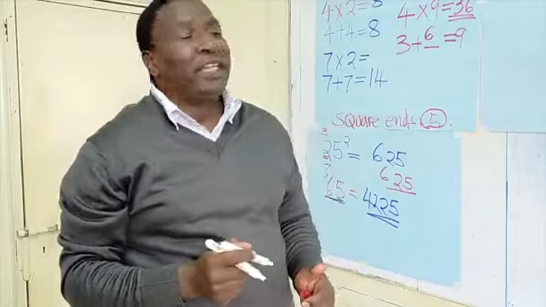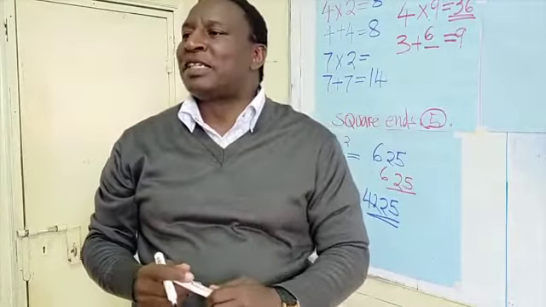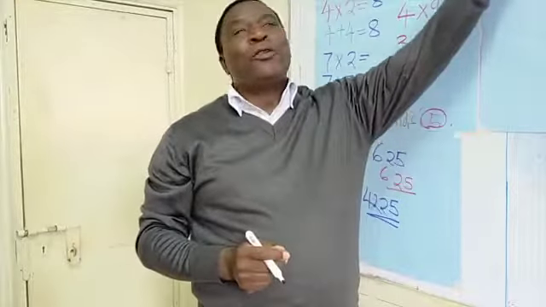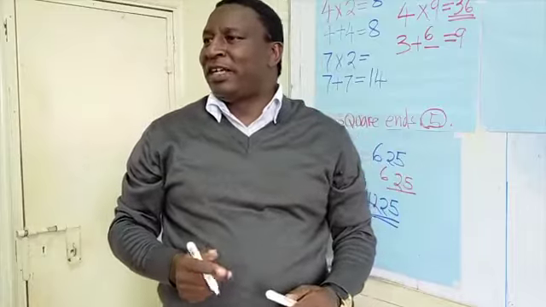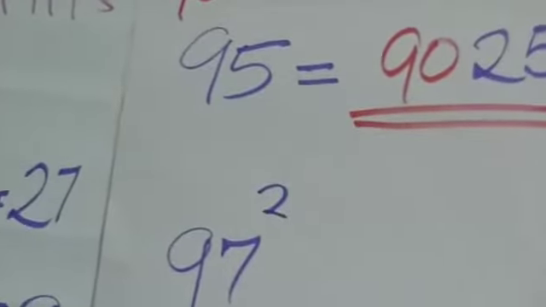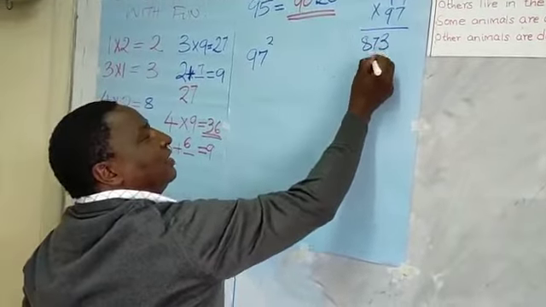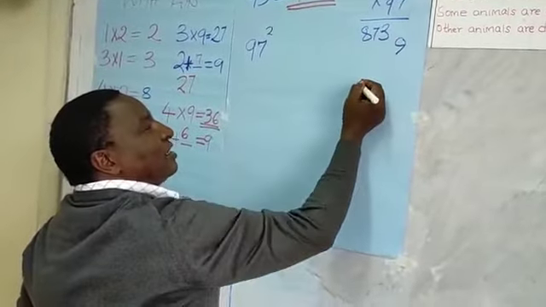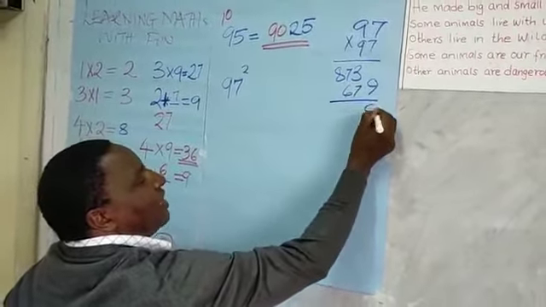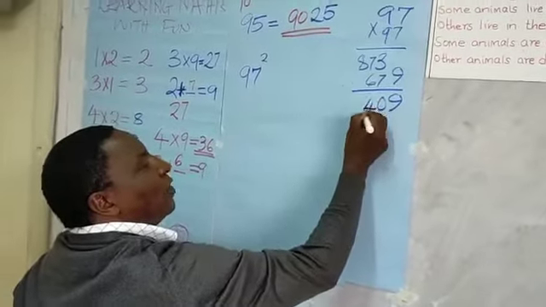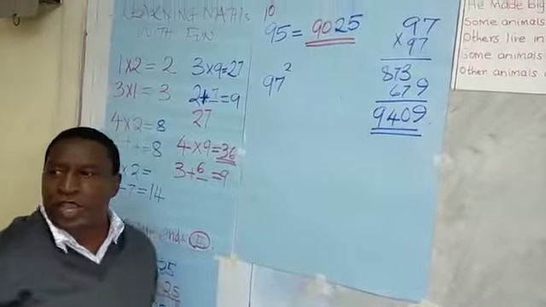My last portion this morning is probably getting squares of numbers that are not ending with a 5. Let's use a very big number, 97. Who can work out 97 squared for us? I know we'll say, allow me to use 97 times 97 because we are squaring. We use long multiplication and get 9409 as the square of 97.